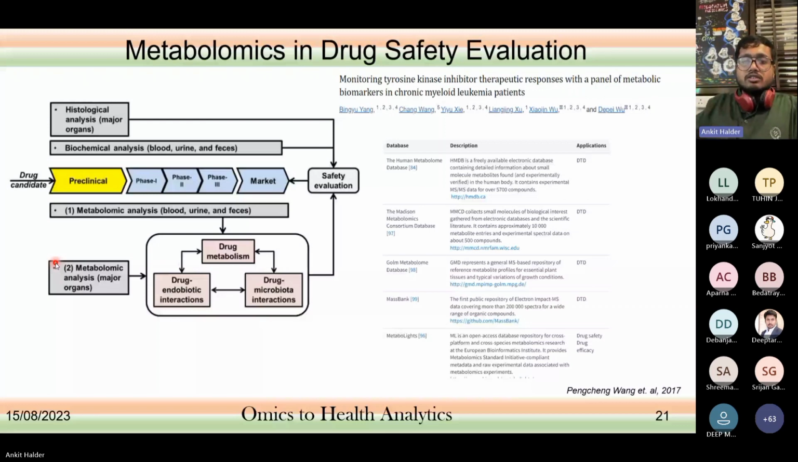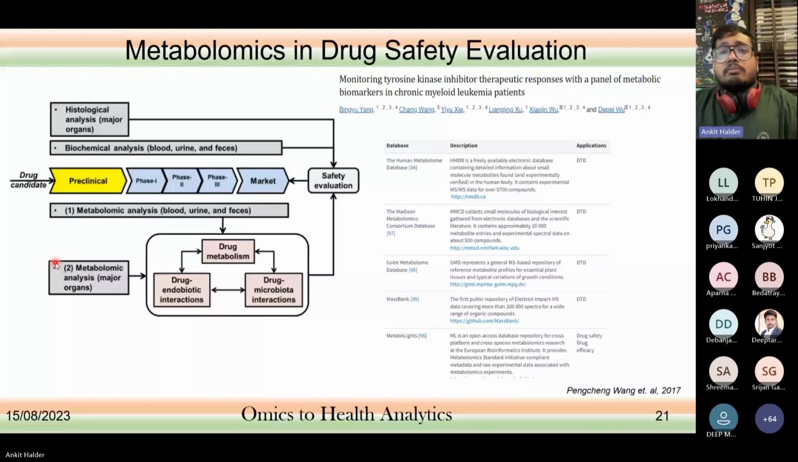So we know that it is a complex system. Whenever you take a drug, it will pass through the digestive system and undergo some metabolism there. So what is the level of the drug by the time it reaches the effector organ, and what effects is it making at each organ level? We can study this using blood, urine, and different biofluids.